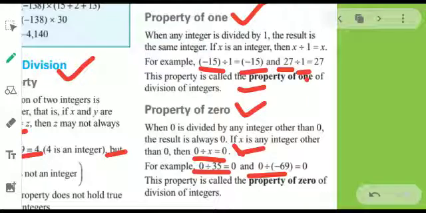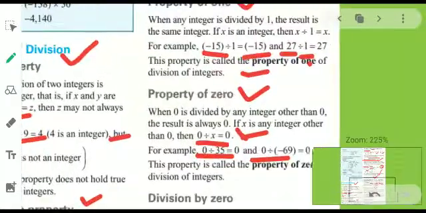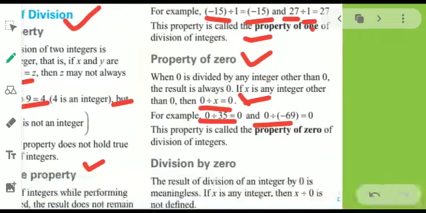Move to the next and last property, division by 0. The result of division of any integer by 0.